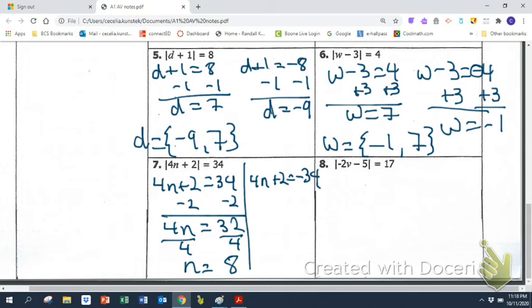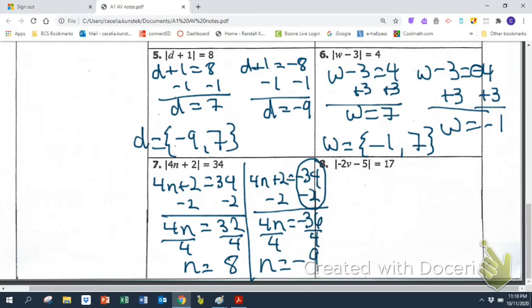On this other side here, we're going to subtract 2 and subtract 2. So then for 4n, now we have negative 34 and a negative 2 is going to be a negative 36. So we're going to divide by 4, divide by 4. n is equal to a negative 9. I ran out of room over here, so I'm going to write it over here that n is equal to a negative 9 and a positive 8.